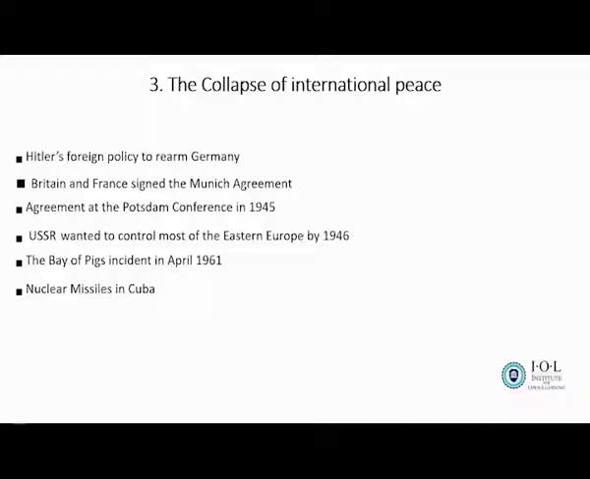Then that brings us to the collapse of international peace. We have Hitler's foreign policy to rearm Germany. We have Britain and France signing the Munich Agreement. And then we have the agreement at the Potsdam Conference in 1945. And then the USSR wanted to control most of Eastern Europe by 1946. And then we have the Bay of Pigs incident in April 1961. And then we have nuclear missiles in Cuba. Okay, let's start with Hitler's foreign policy to rearm Germany.